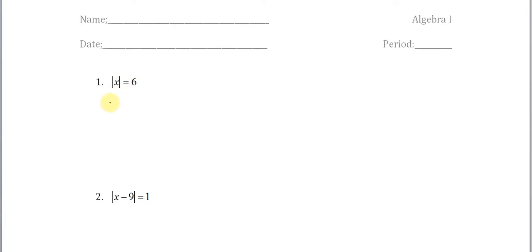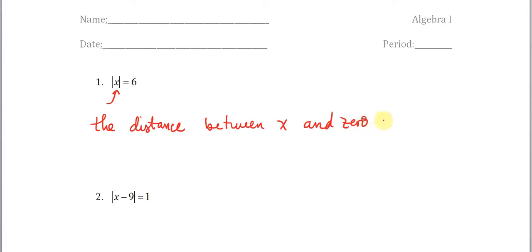So here we have an absolute value of a missing number, right? So this really means distance from 0. Okay, so we can say that the distance between x and 0 is 6. Okay, in other words, this question asks what numbers are 6 units away from 0. So another way we can say this, what numbers are 6 units away from 0?